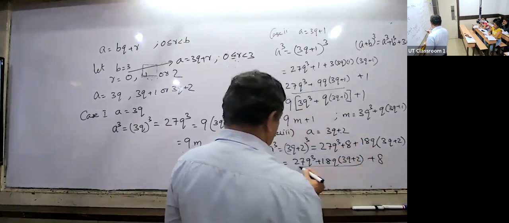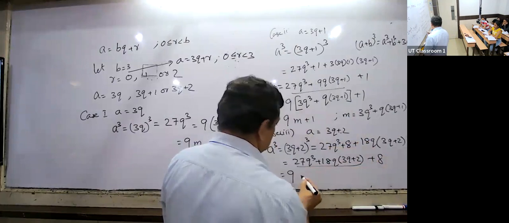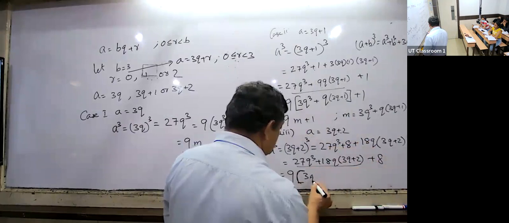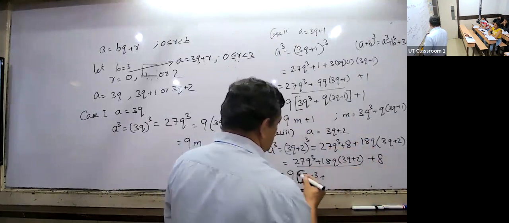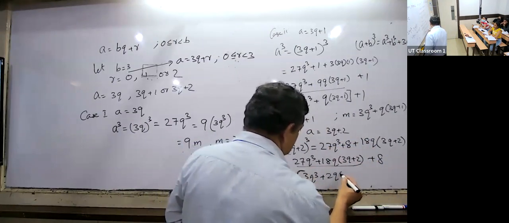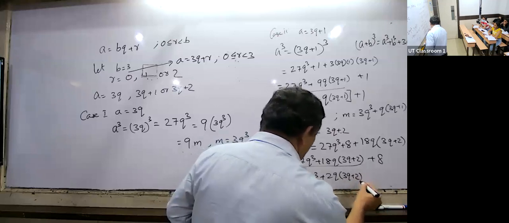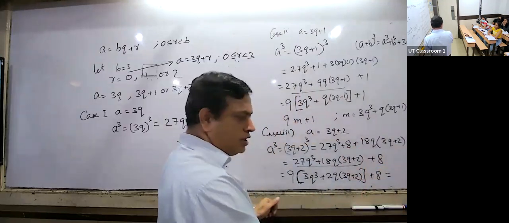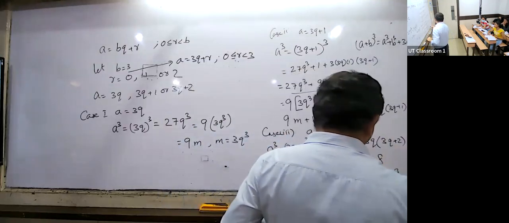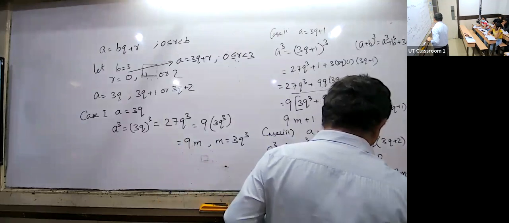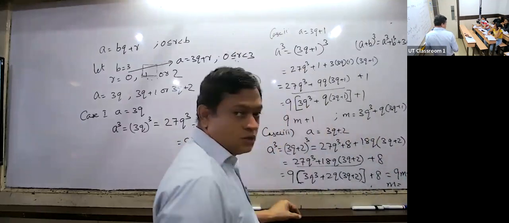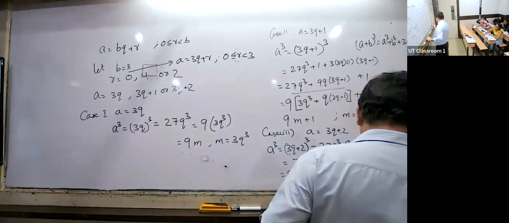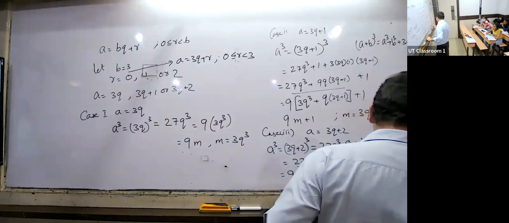Now from here, what is common? I need only 9. Remaining, what will you get? 3q cube, isn't it? Plus 9 into how much? 2q times (3q plus 2). Speak loudly, then you will not make the mistake. Don't worry, then you will learn also. That is why I am telling you. Therefore, this is the form which one? 9m plus 8. What is the value of m? 3q cube plus 2q times (3q plus 2).